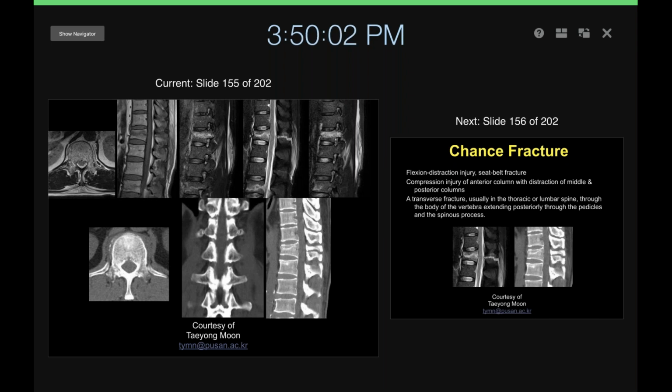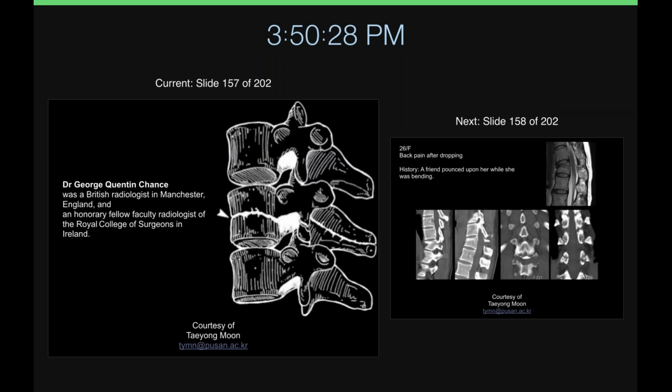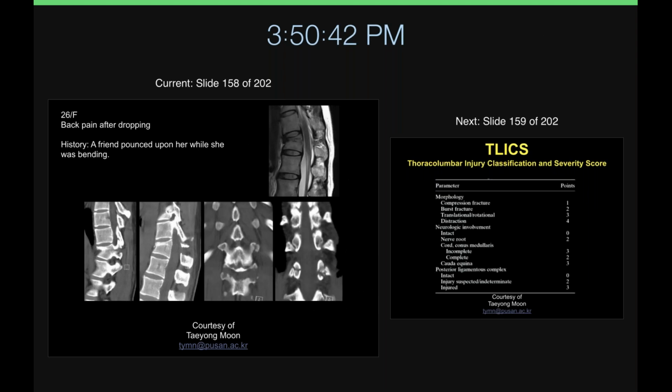It's a little bit of compression, but it really goes through the spinous process here. The name of this fracture, which typically occurs in the lower lumbar spine in auto accidents with people who have seatbelts, is a seatbelt injury called a Chance fracture. Typically from seatbelts, but now with shoulder straps they're less common. It was Dr. George Quinton Chance, a British radiologist in Manchester, who described this kind of fracture. It goes in the horizontal plane through the mid-body into the spinous process.